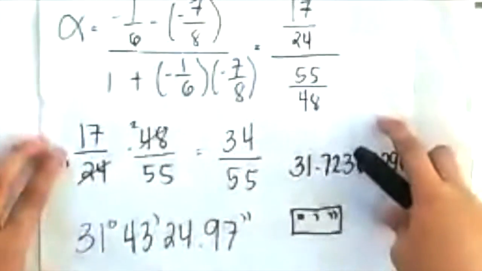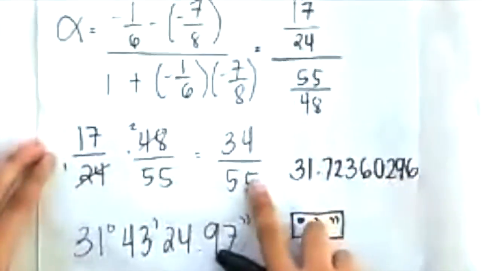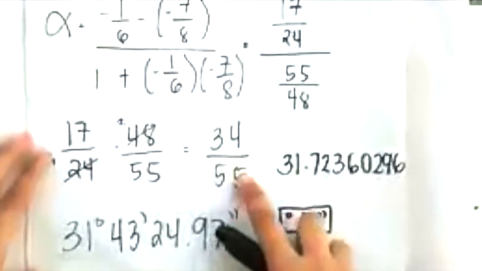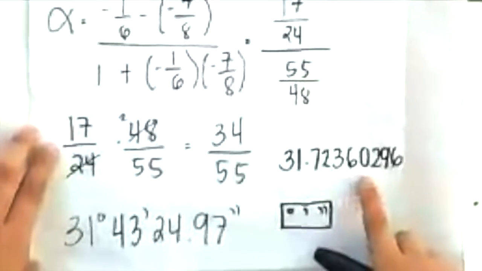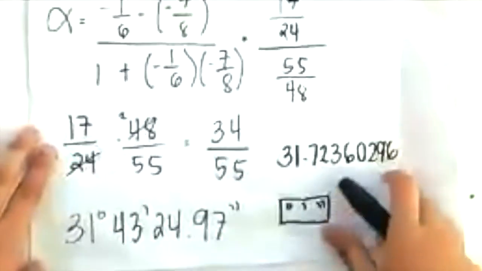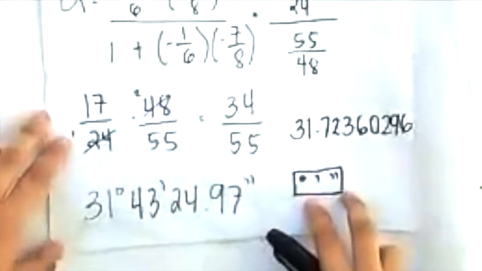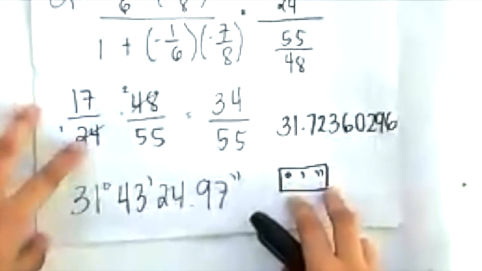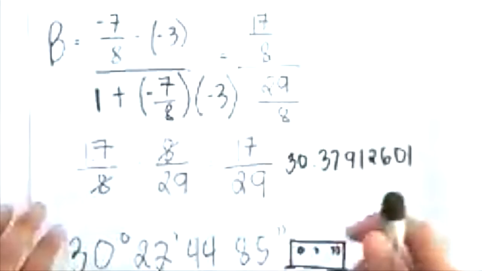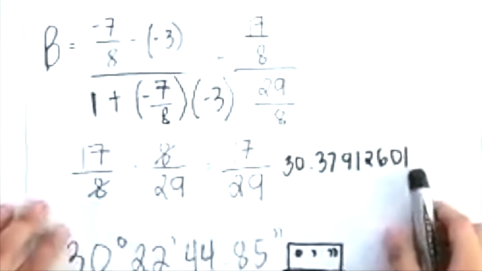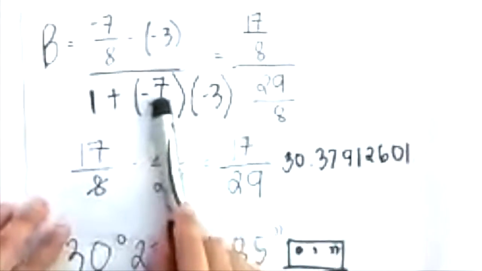To get the angle, press 34 over 55 on the calculator and you will get 31.72360296. Then press the degree button and you will get 31 degrees 43 minutes 24.97 seconds. This is the beta. Substitute the slopes to their designated places.